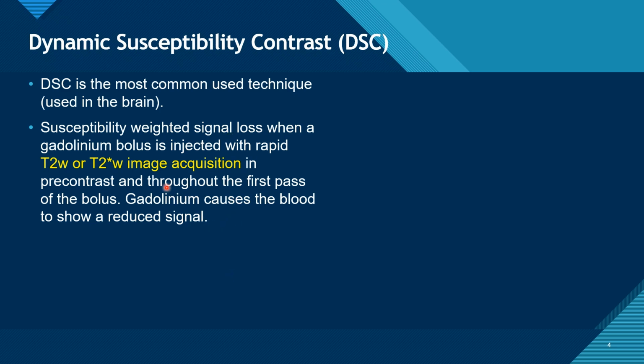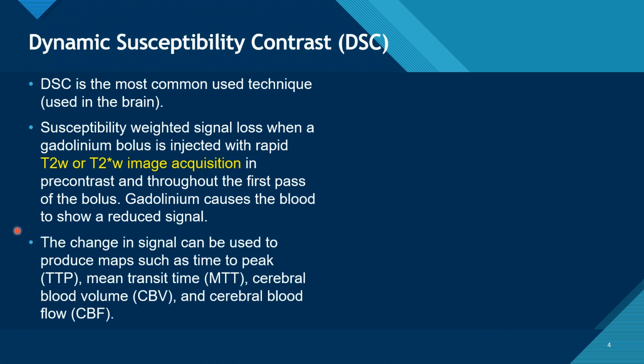And when this signal decreases during the first pass of the gadolinium bolus, we can note a marked reduction in signal intensity, and after this reduction in signal intensity, we can produce maps denoting the time to peak, mean transit time, cerebral blood flow, and cerebral blood volume.